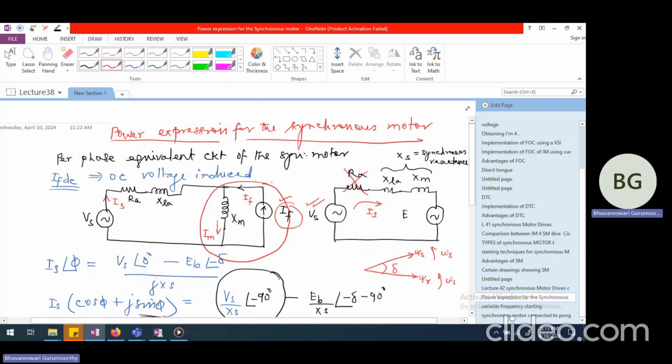If both of them are in phase with each other, there is no incentive for torque production. They have aligned with each other. The rotor is always trying to chase the stator flux linkage and align with it. So if the angle between these two is larger, then we are going to produce more torque. Otherwise, we are not going to produce as much torque as we would normally produce.